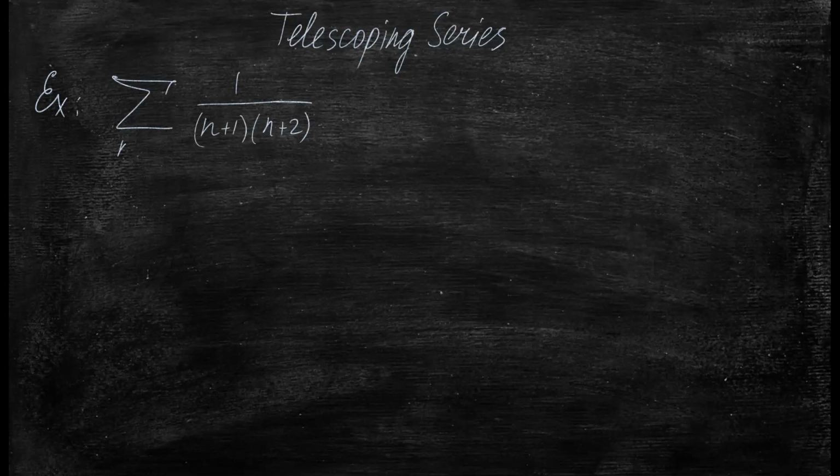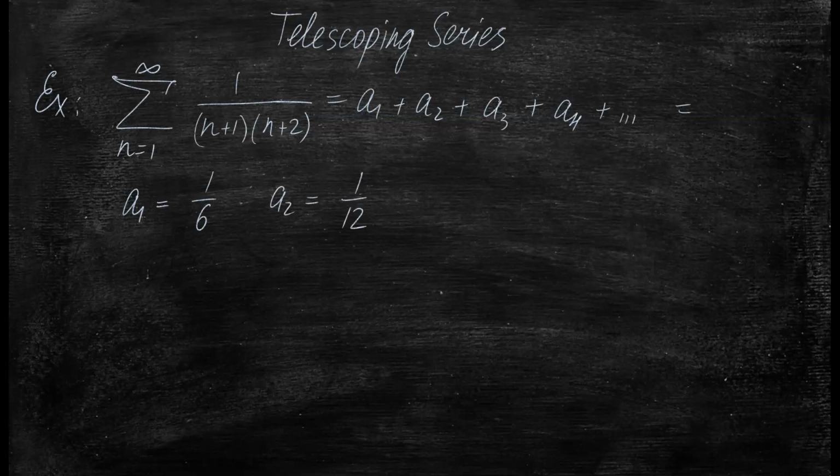And this series is an infinite sum of infinitely many terms, and we can try and find each of these terms by plugging in n into the formula. So a1 will be 1/6, a2 will be 1/12, a3 will be 1/20, and so on. And if we are going to look at the series as the sum of these fractions, then we're not going to be able to see the pattern.